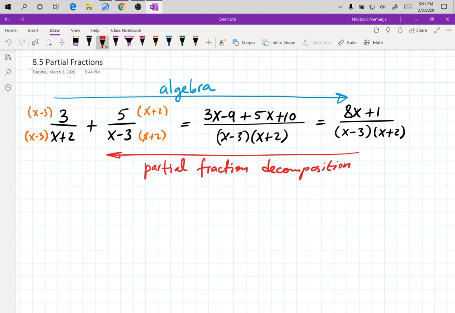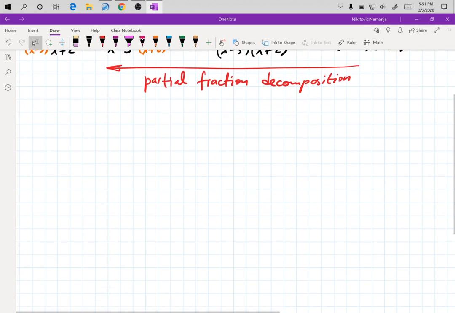And this is what we need to learn if you don't already know this from your pre-calculus course. Unfortunately, in pre-calculus, that section is optional. I always teach it, but not everyone does. So you might be seeing this for the very first time ever. And you need it, obviously, so pay attention. Let's go. How do we work out partial fraction decomposition?